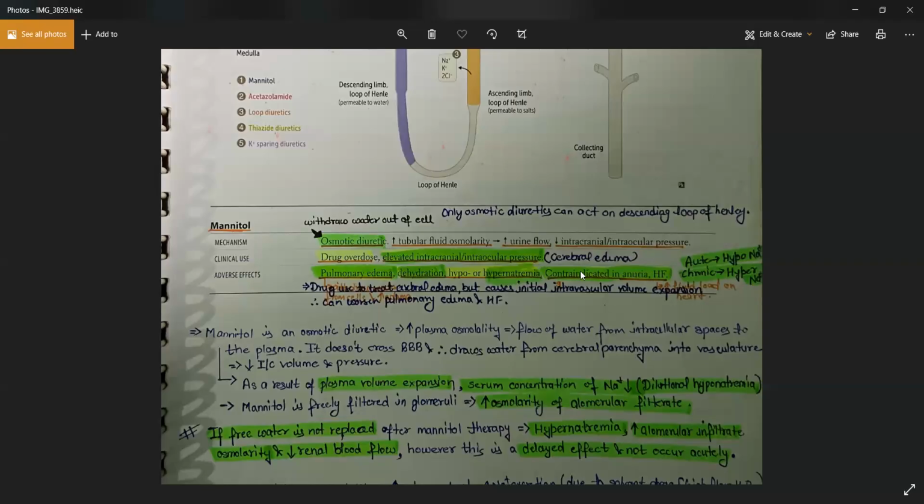So it is contraindicated in the anuria patient and the heart failure patient. It can cause hypo or hypernatremia, initially hypo, then hypernatremia, dehydration, and pulmonary edema. These are all the side effects of mannitol. You mainly use this drug to decrease the intraocular pressure or the intracranial pressure. So that's the thing about mannitol.